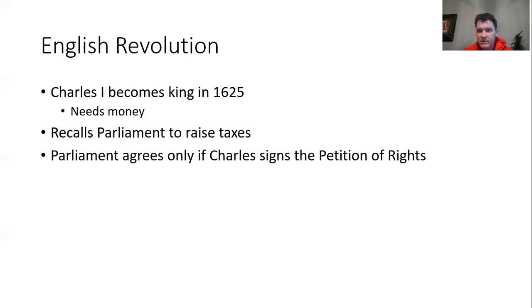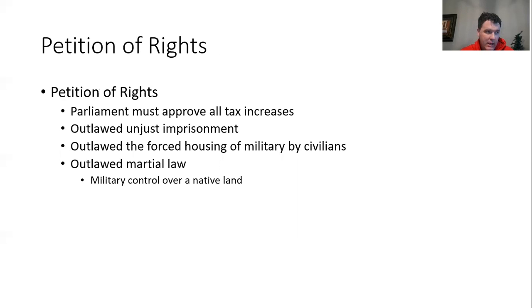And after he dies, Charles I takes over. And Charles just needs money in general to run the government. And so he puts Parliament back in place to raise a tax on the British people. And once they do that, they demand that Charles signs what's known as the English Petition of Rights. And basically it limits some of the powers of the king. So Charles I signs this thing: Parliament must approve all tax increases. It outlaws unjust imprisonments. It outlaws the forced housing of the military by civilians. It outlaws this idea of martial law. And so it limits the scope of the power of the king.